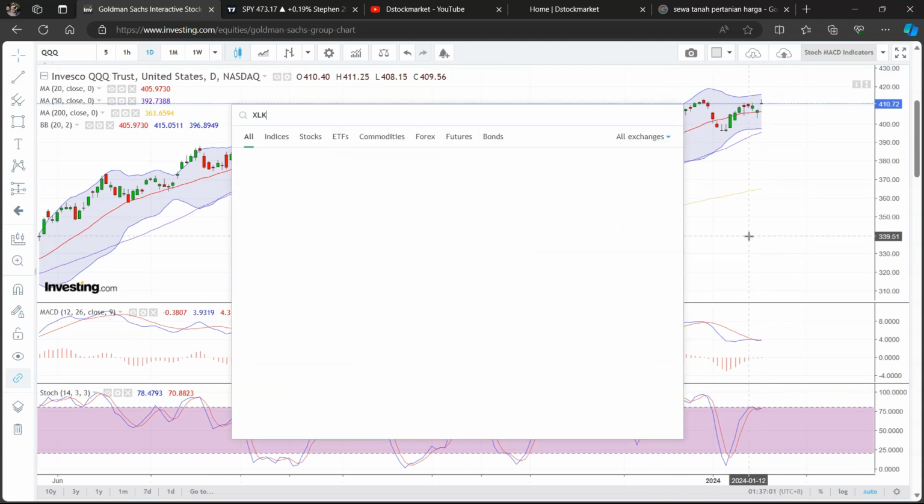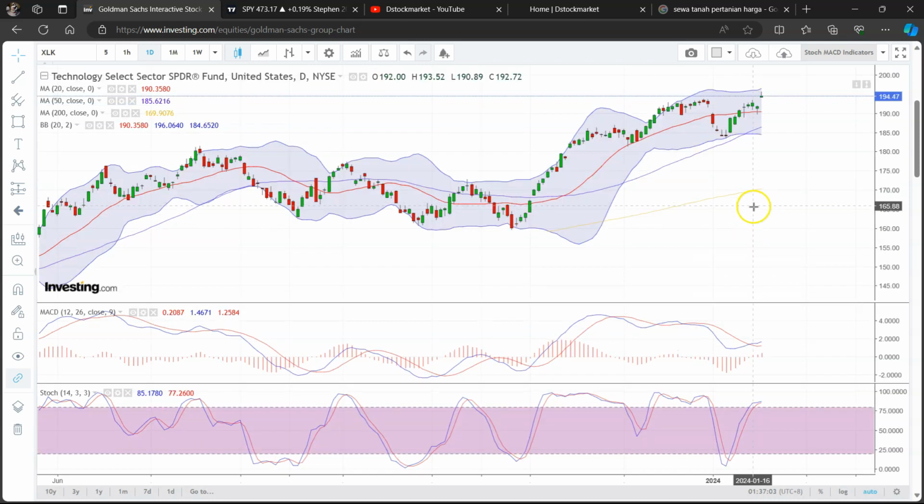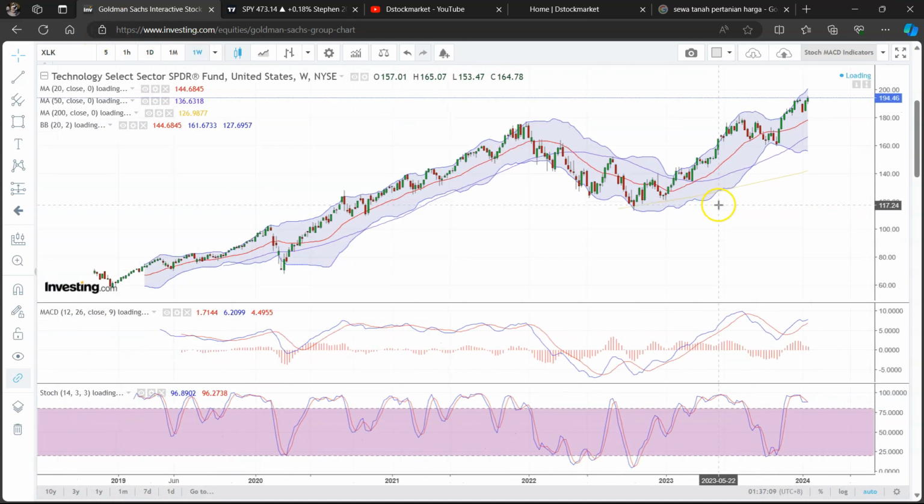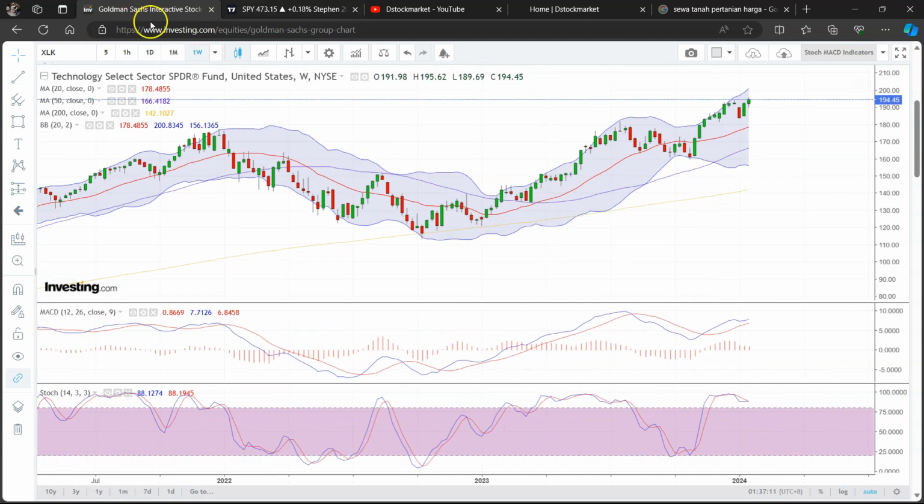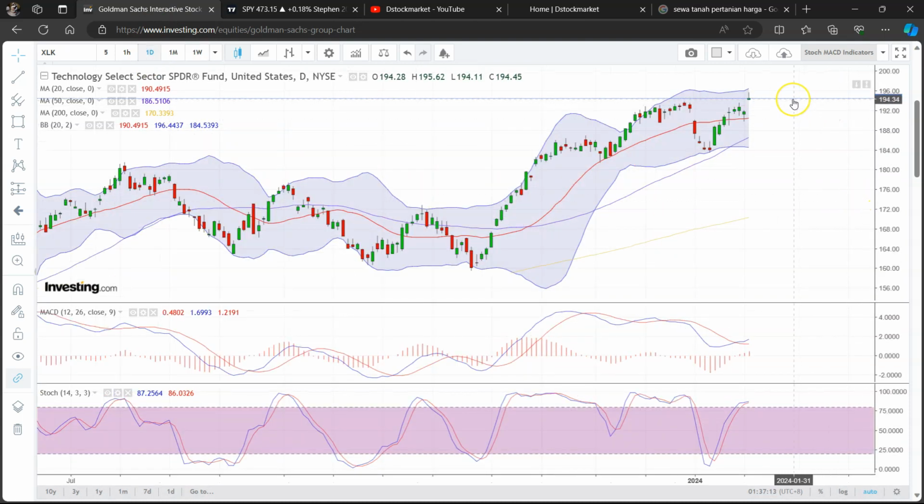So let me just look at XLK. XLK is doing very well, right? It gaps up and makes a new high here. So technology-wise, if the XLK continues to move up, we might be able to ignore all those bearish divergence signals in the markets and continue to move higher.